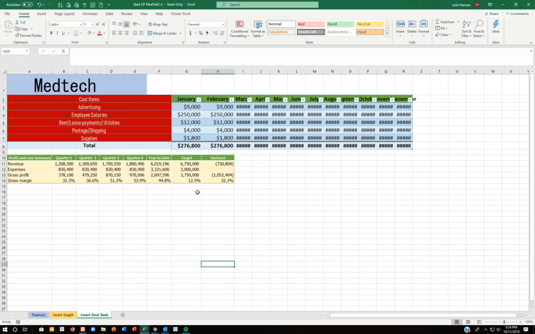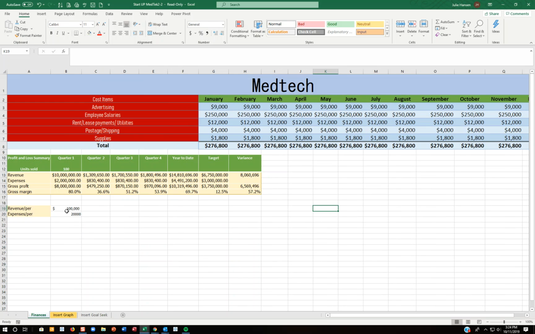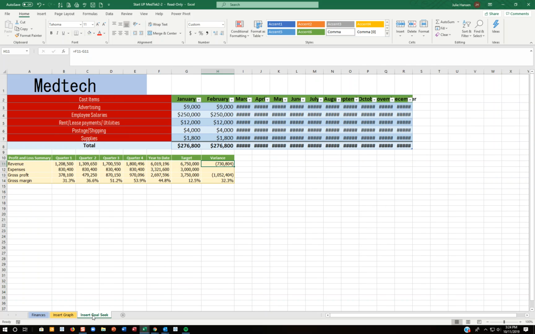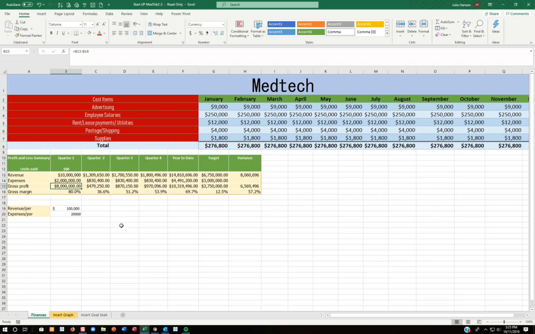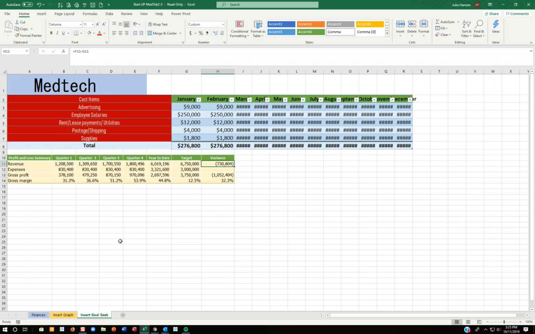And then a goal seek would be, well, hey, what if I'm making $10 million? Maybe my goal seek would be, how much do I have to sell? Oh, let's see. Now, if my gross margin's $8 million, what do I have to sell to make a gross margin of $10 million, for example?